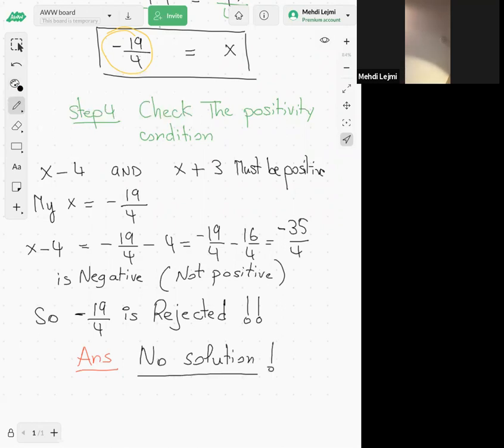Okay, because this negative 19 over 4, if you subtract 4, then it's going to be negative, and we are not allowed to have negative numbers inside the log, right? We cannot apply a log on negative numbers. So we have to reject the solution, and your answer must be no solution. Any question, guys?